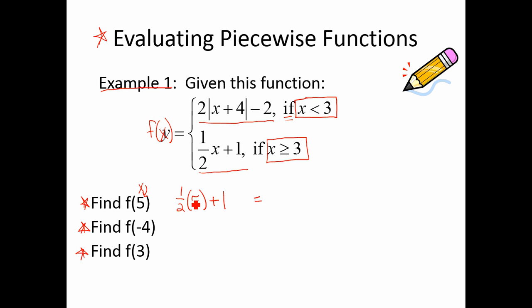And so I'll go to my calculator. 1/2 times 5 is 2.5, plus 1 is 3.5. You can turn it into a decimal if you would like. And that'd be my final answer. So f of 5 is 3.5.